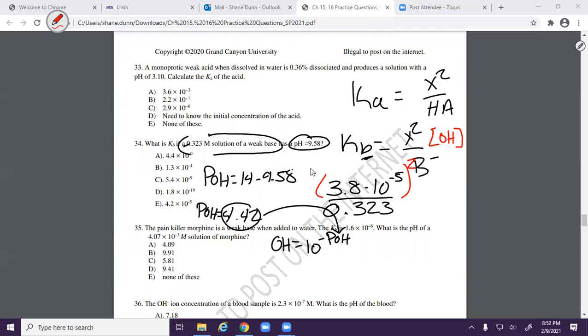Okay. The reason I put it squared here is because this is your new x value, right? Just plug it in right there. So 3.8 times 10 to the negative fifth squared divided by 0.323, and that will give you your Kb value. It is correct. Does that make sense what I did?